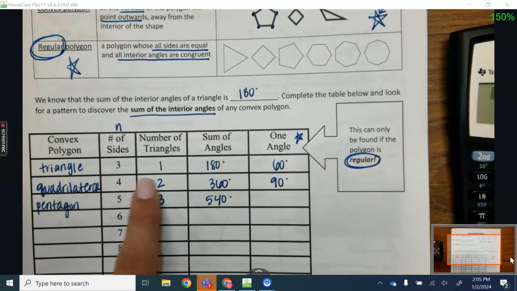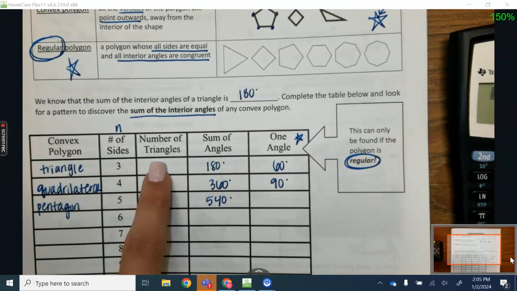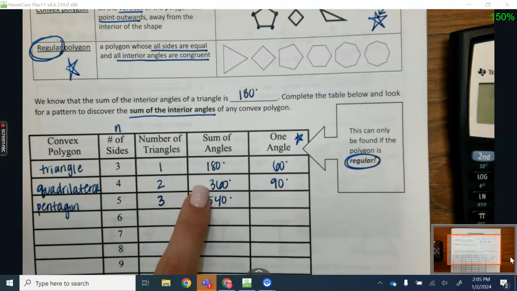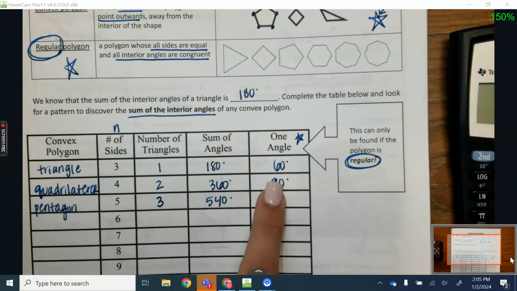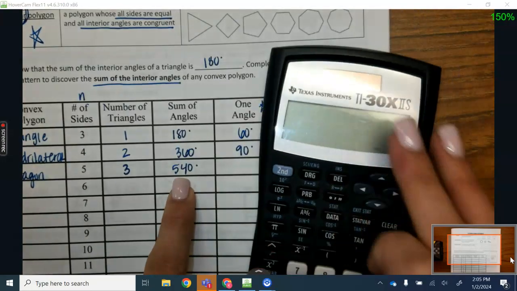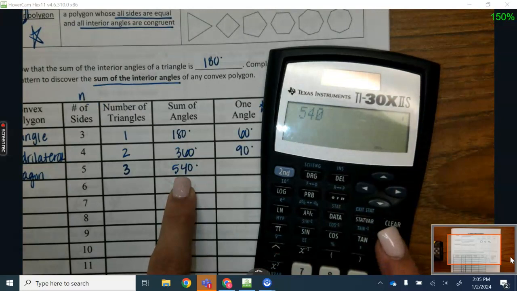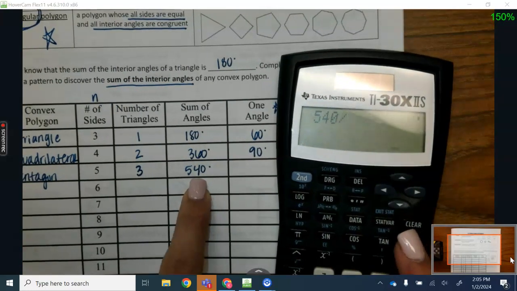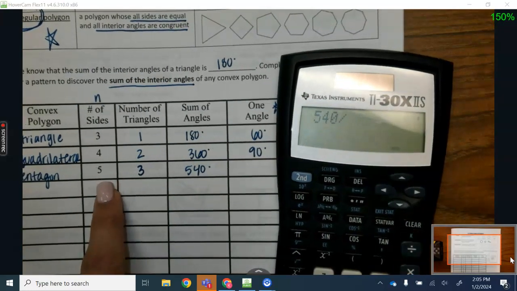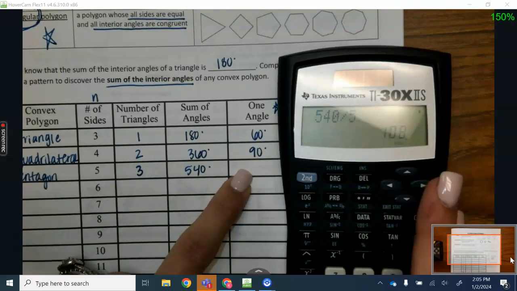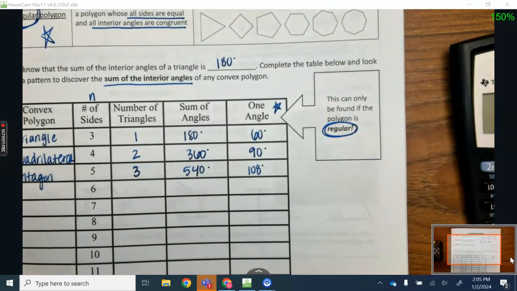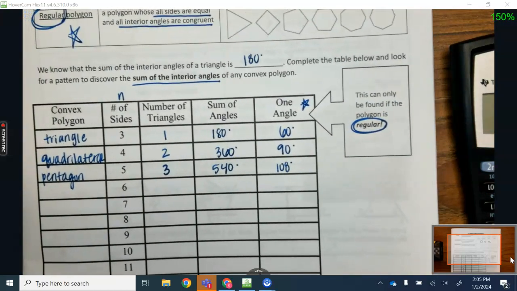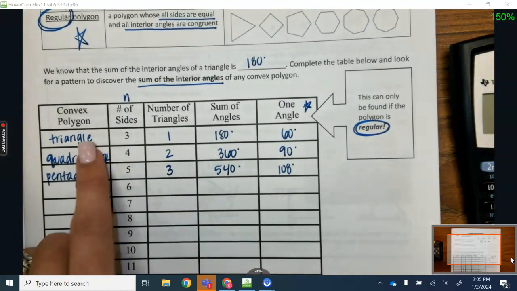But let's look at the pattern straight across. These are increasing by 1, these are increasing by 180. This is not going to increase by 30 every time. Remember, I'm going to take that sum of my interior angles and divide it by the number of angles or sides, which would be 5. That would be 108 degrees, if it was a regular pentagon. But let's look at this pattern straight across.